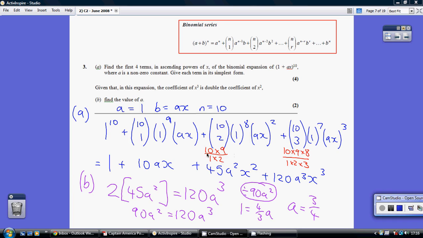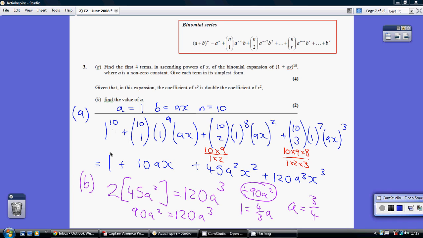10 choose 2 is just 10 times 9 over 1 times 2, 10 choose 3 is 10 times 9 times 8 over 1 times 2 times 3. So you can see the pattern. The top one is reducing from 10, the bottom one is going up from 1, and the number of terms lines up with the bottom number. Anyway, you can work those out on your calculator.